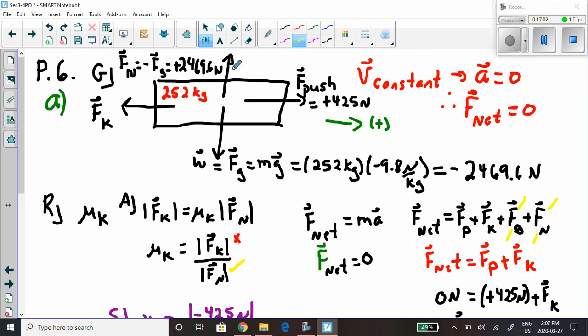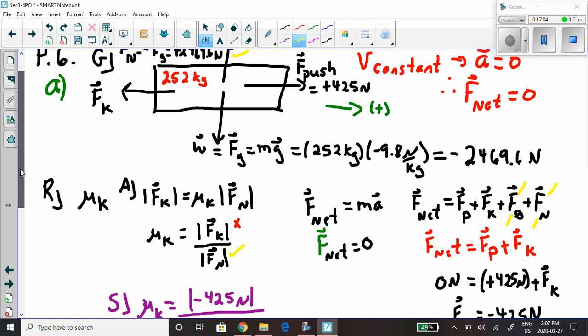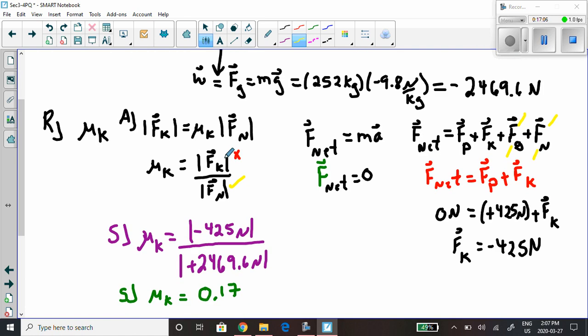I have the normal force. All right, what else do I need? I need the force of kinetic friction. Uh-oh, X. I don't know what that is. But I do know how to calculate it, and that's what I did over here.